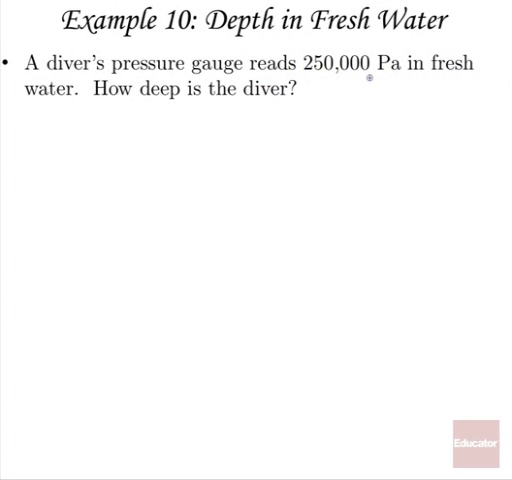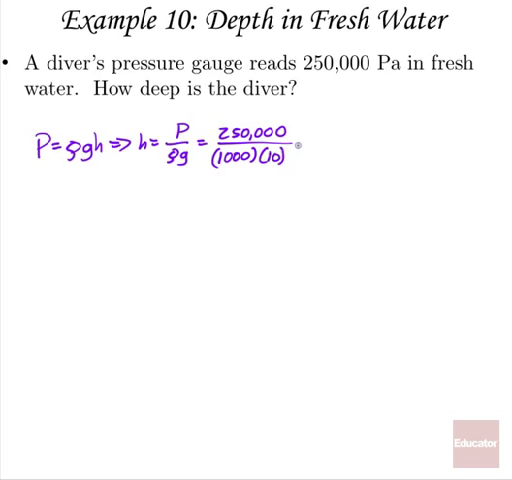How about depth in freshwater? A diver's pressure gauge reads 250,000 pascals in fresh water. How deep is the diver? Well, gauge pressure is rho gh. Therefore, h is pressure over rho g, or 250,000 pascals over 1,000 kilograms per meter cubed, our density of fresh water, times g, 10, or 25 meters.